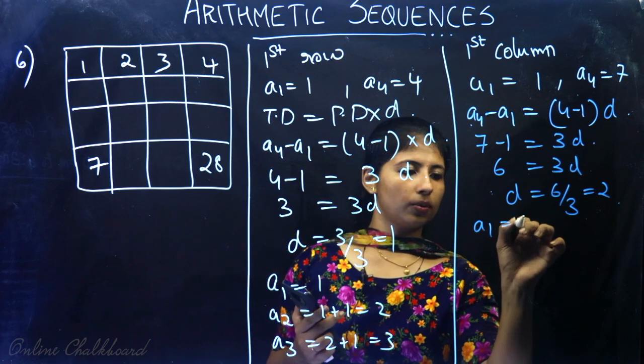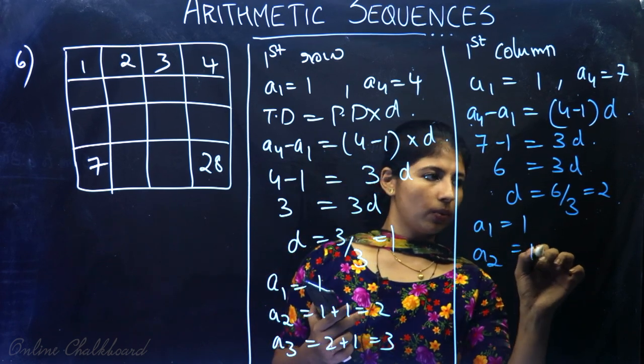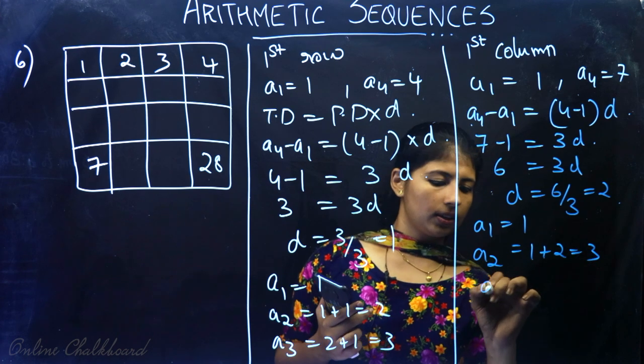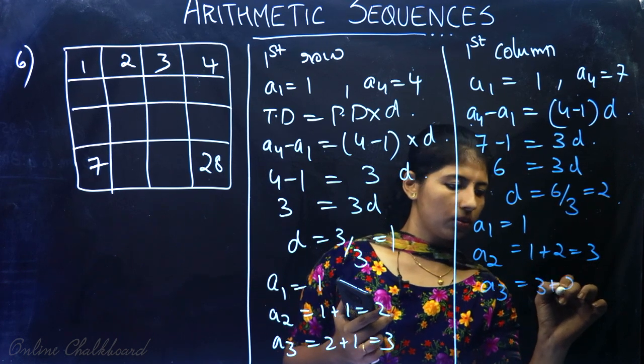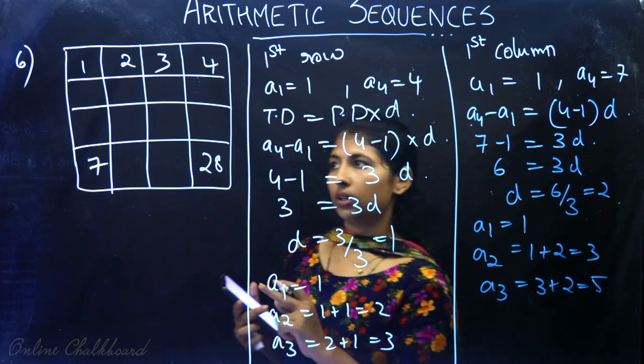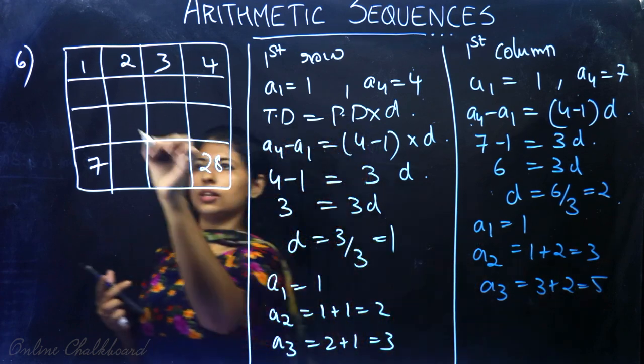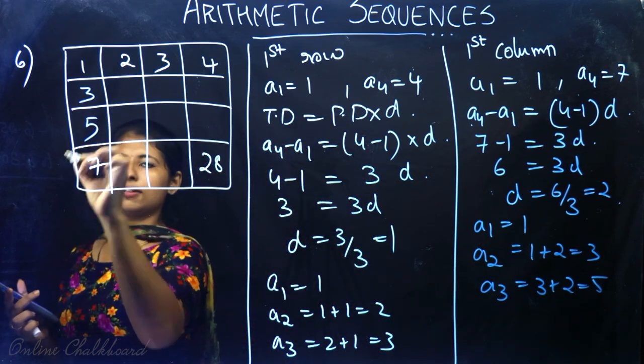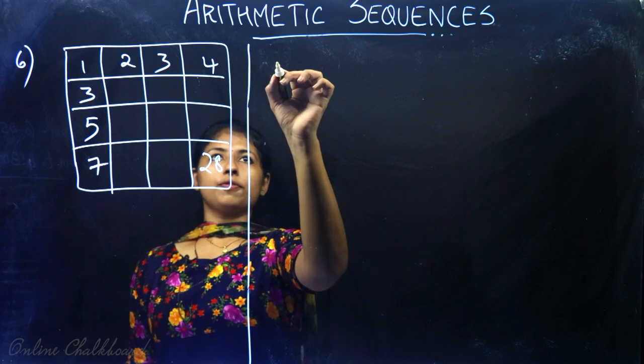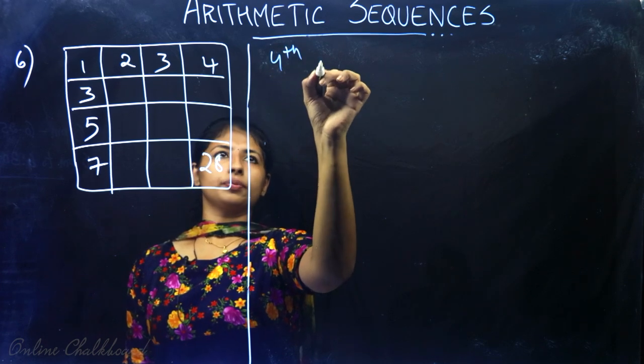The first term is equal to 1. The second term is equal to 1 plus 2 equals 3. The third term equals 3 plus 2 equals 5. And the fourth term is equal to 7. So we fill in 3, 5 here. Now let's look into the fourth row.